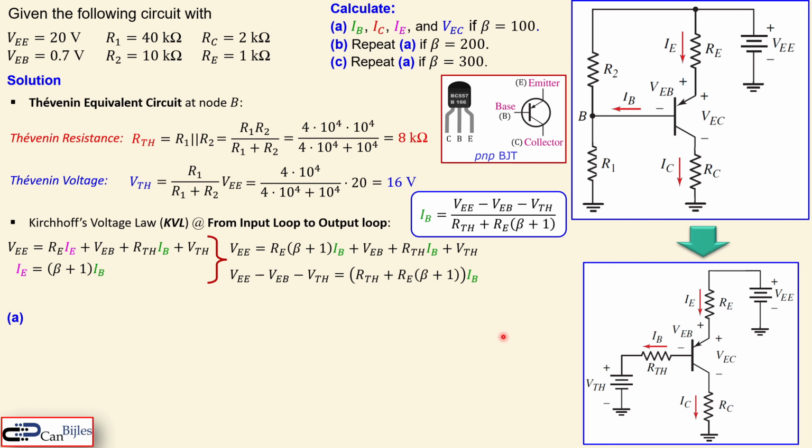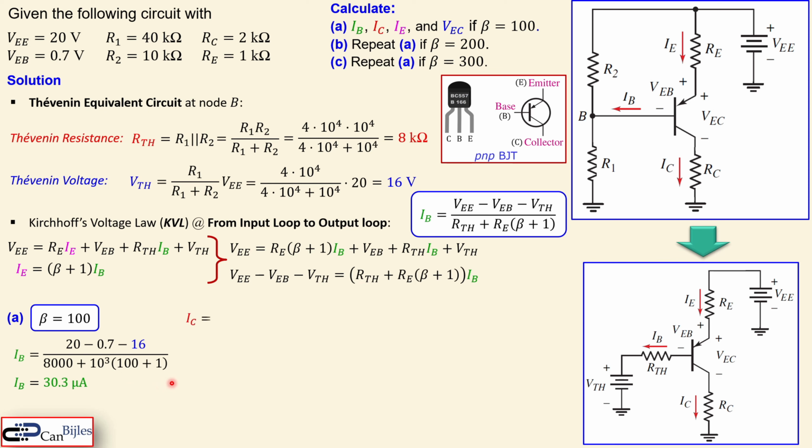Now we can begin with a beta as 100. Okay, now let's substitute the values here for VEE, VEB, and V Thevenin. You can see it's 8,000 for our Thevenin resistance, I mean. We have 1,000 for our RE, and we have now 100 plus 1, that is the beta plus 1. And the rest are also shown here. So if you now do the math, you will get 30.3 microamps.